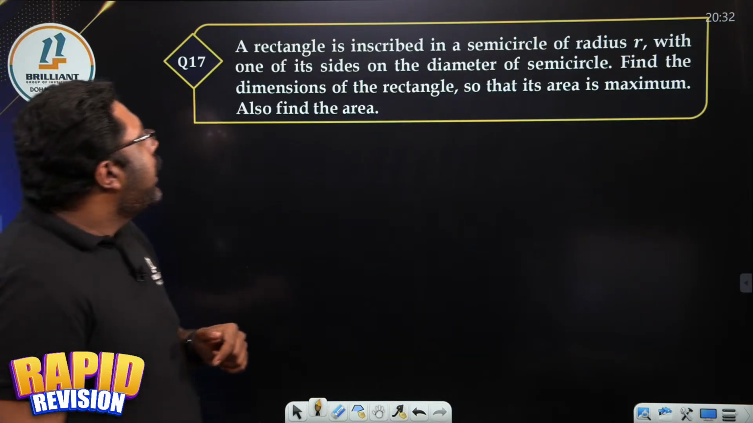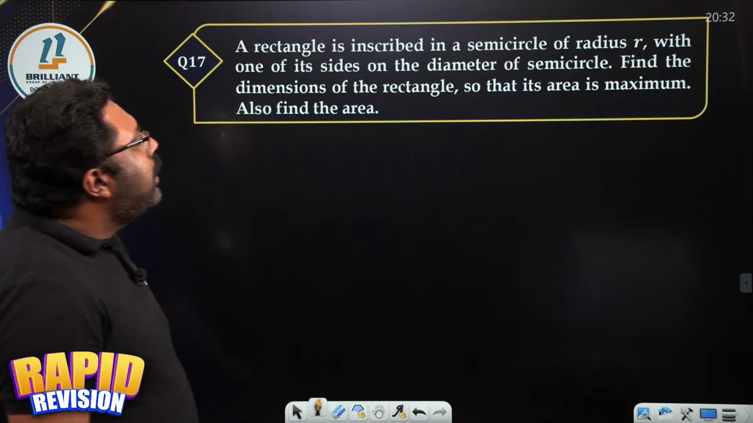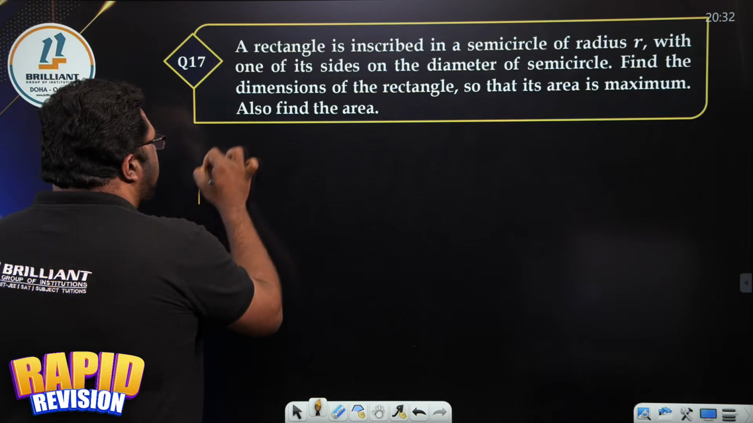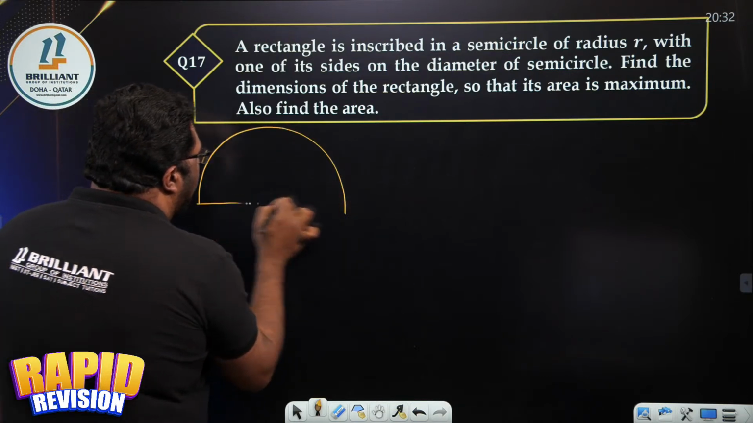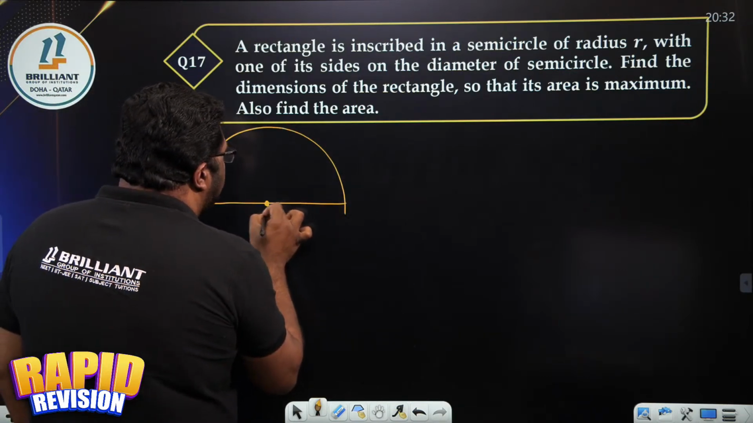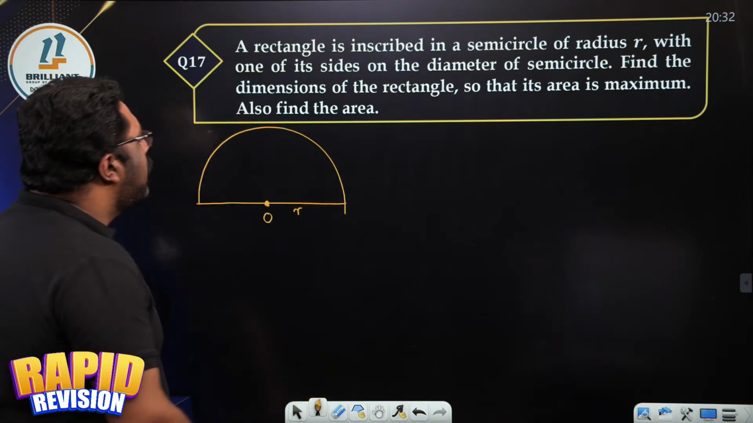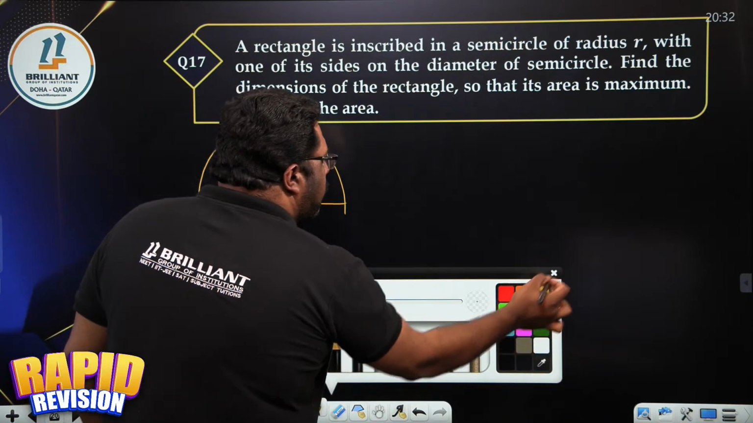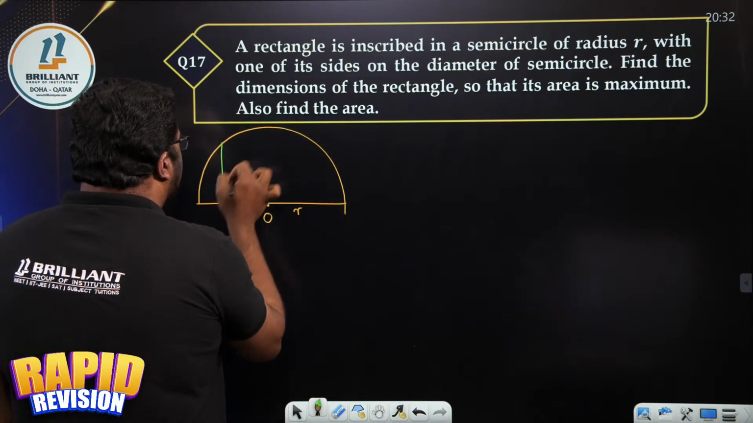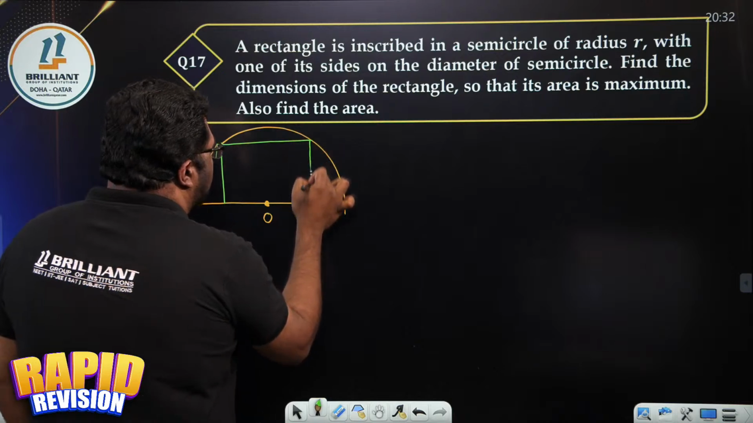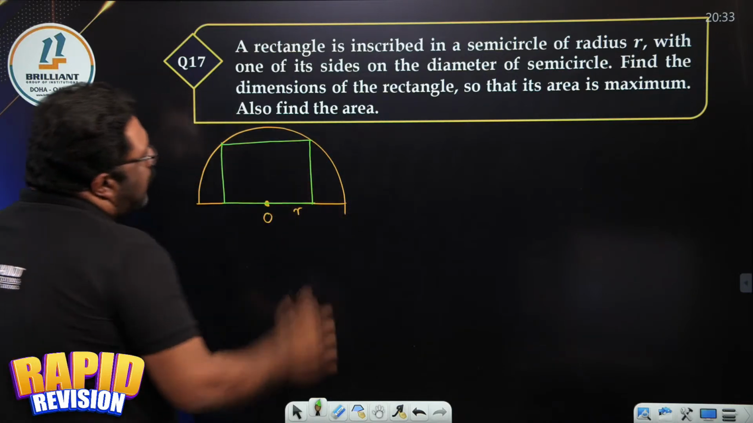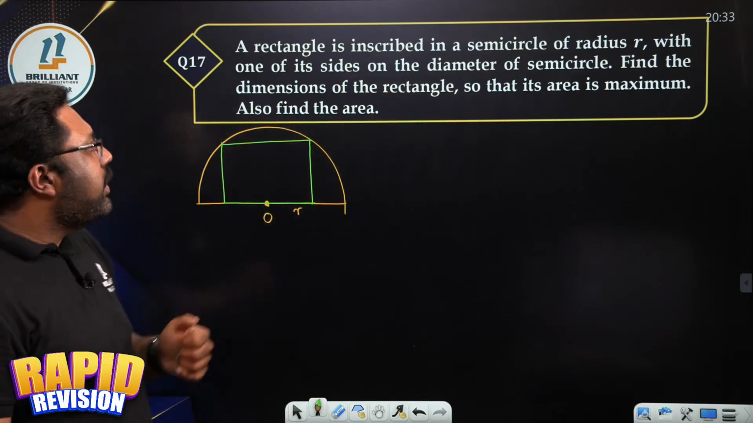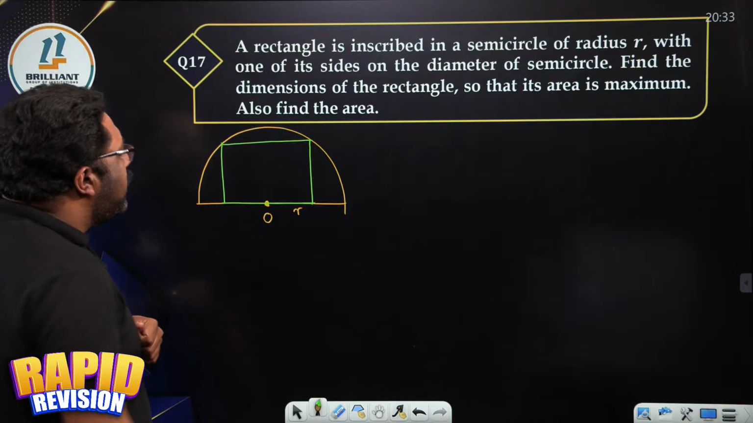Next question. A rectangle is inscribed in a semicircle of radius r. So I have a semicircle, and the radius of the semicircle is r. A rectangle is inscribed inside the semicircle like this, in such a way that one of its sides is along the diameter of the semicircle. Find the dimensions of the rectangle.